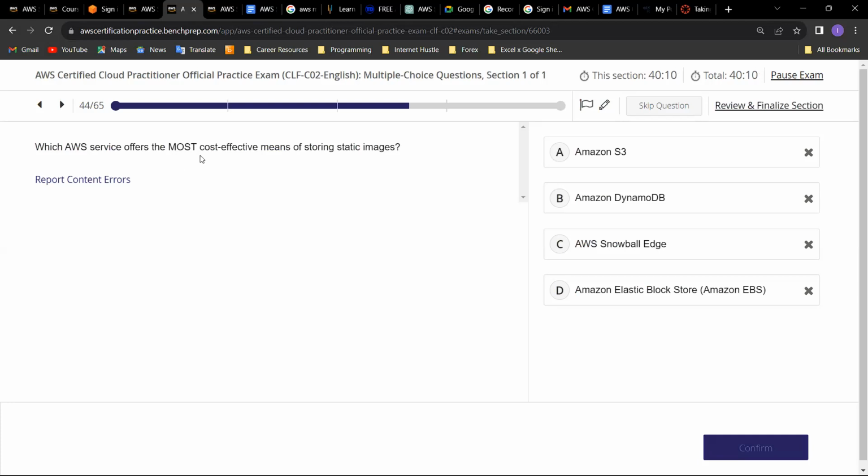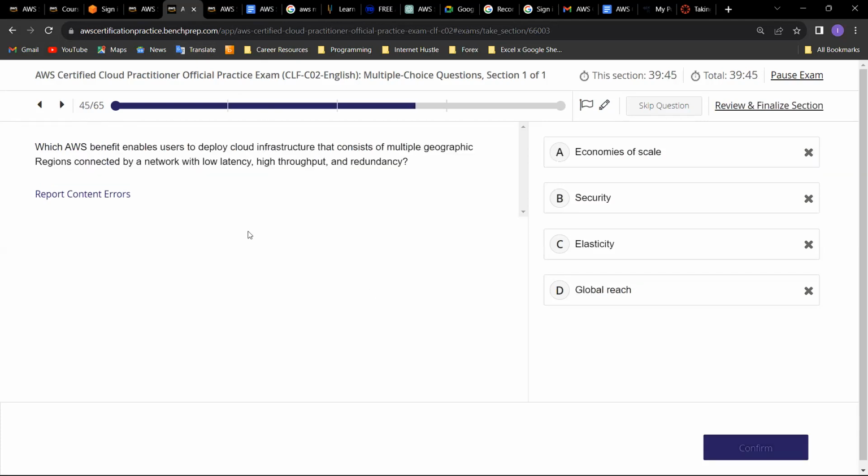Which AWS service offers the most cost-effective means of storing static images? This one is also wholesale price. Okay, so the A's are flying in.